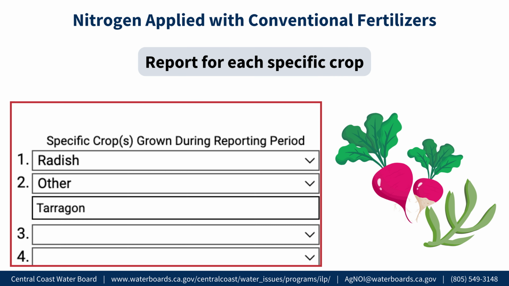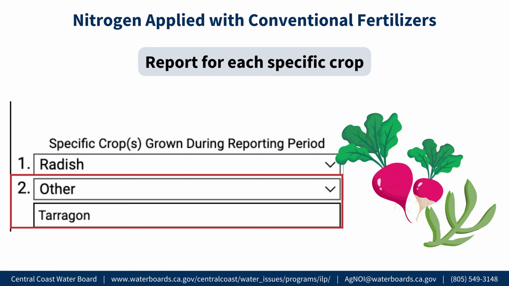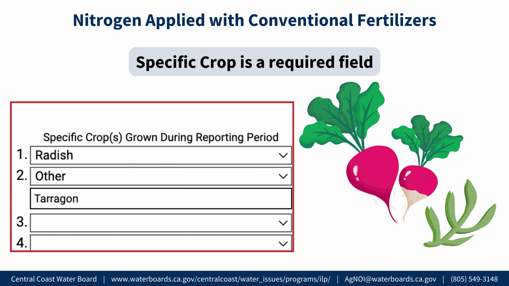Nitrogen applied with conventional fertilizers. Report information for each specific crop grown on the ranch during the reporting period. Select the specific crop from the drop-down menu. If the crop is not listed, select Other and type in the crop name. Specific crop is a required field. At least one crop must be reported unless all acres were fallowed during the entire reporting period. Crop reporting must start at crop row number 1.